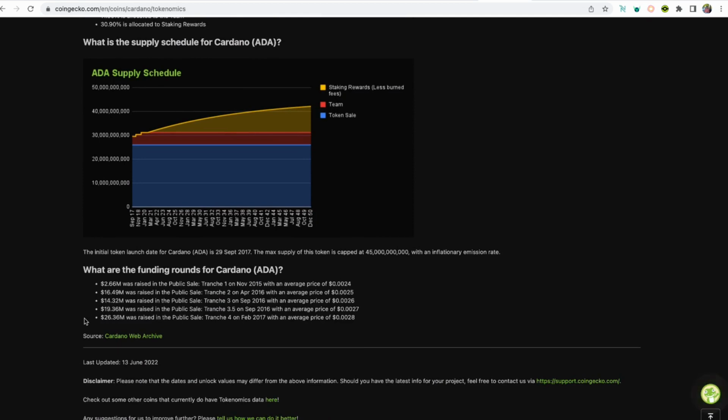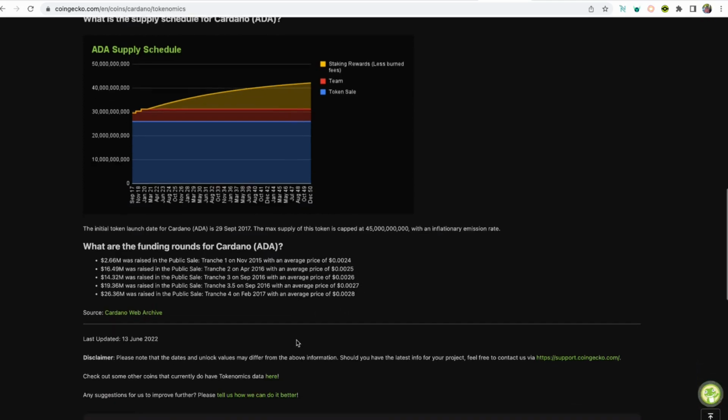266 million was raised in the public sale, tranche 1 on November 2015, with an average price of, look at how much that was. So that's less than, gosh, a half a penny there. And then 16.9 million was raised in the public sale, tranche 2, April 16th. It would have been wonderful to be a part of this, wouldn't it? And then so on and so forth. February 2017 with an average price. This was a great time to get into Cardano.